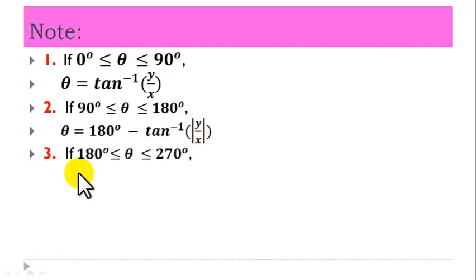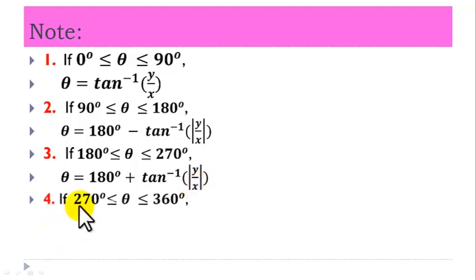3. If theta is greater than or equal to 180 degrees but less than or equal to 270 degrees, then the argument theta is equal to 180 degrees plus arctan of the absolute value of y over x. And 4. If theta is greater than or equal to 270 degrees but less than or equal to 360 degrees, that is if theta is in the fourth quadrant, then theta is equal to 360 degrees minus arctan of the absolute value of y over x.